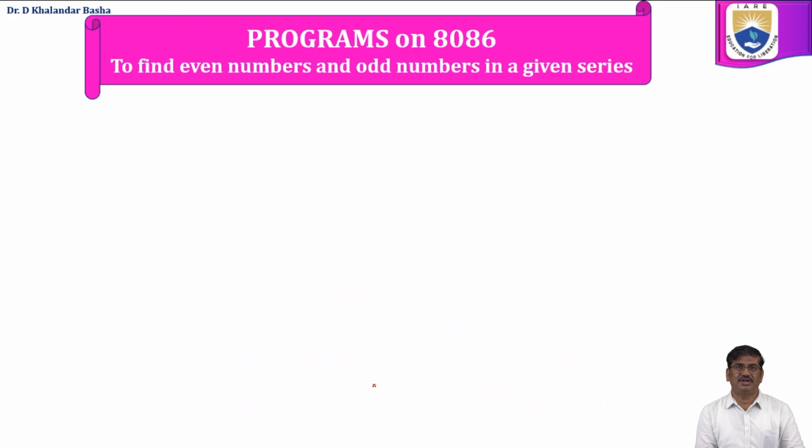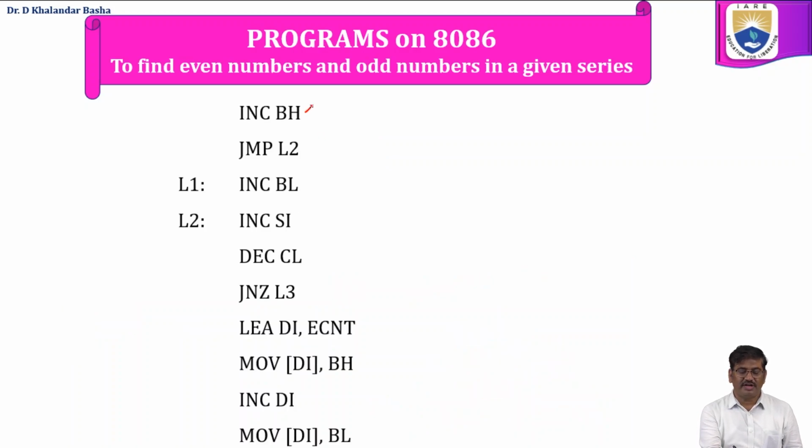So in the subsequent instruction, we will write increment BH, which is for even count, and increment BL, which is for odd count. As we want to skip this instruction, we will write an unconditional jump to L0, because for a given number, either we have to increment the even count or the odd count. Then for addressing the next memory location, increment SI, and decrement the count because one data item is finished.